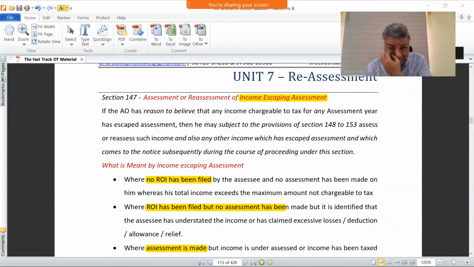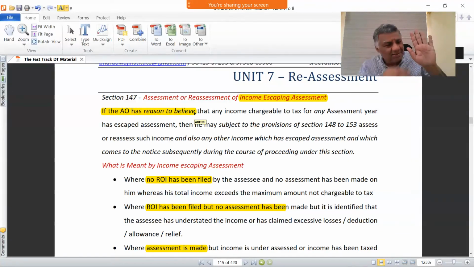Now, I am reading section 147. If the assessing officer has reason to believe, the assessing officer should have proof. Reason to believe, now he should have proof. He should be able to prove.